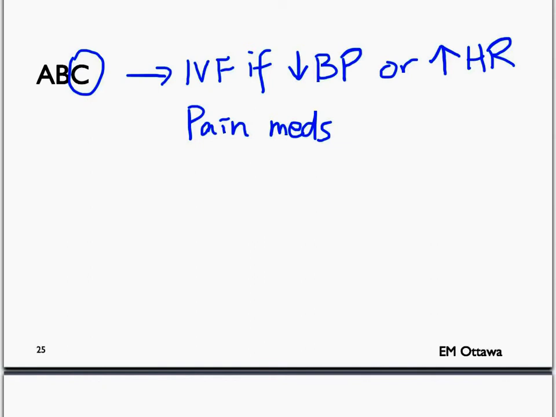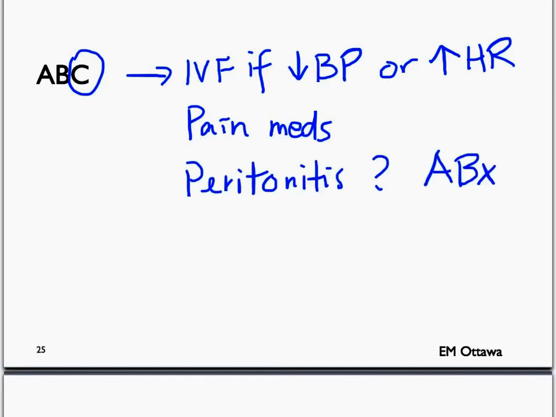If the patient has signs of peritonitis, we should give them antibiotics. After a small bowel obstruction is diagnosed and confirmed on either X-ray or CT, we will discuss with the surgery team to determine whether an operation is needed. Patients with peritonitis and perforation will need to go to the operating room.